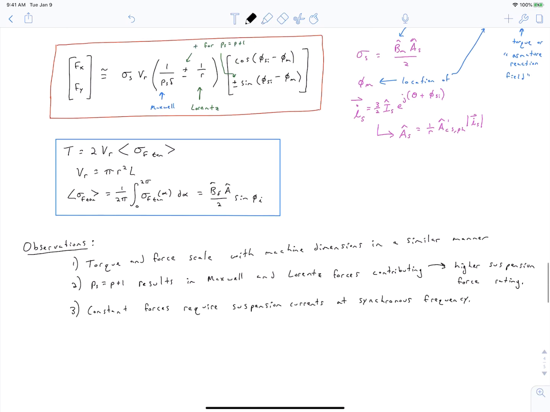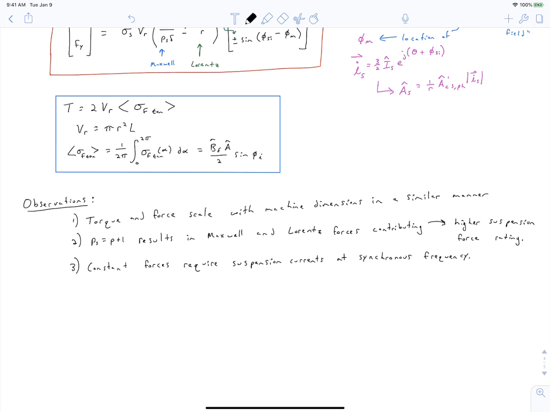The third observation is that in order to create constant forces, constant direction, constant magnitude forces, we can see from this expression that we need to have suspension currents that are at the synchronous frequency. So that means that our suspension and our motor currents will be at the same frequency in order to create constant forces. This is despite the fact that our suspension winding has a different number of pole pairs than our motor winding. So this concludes this video.